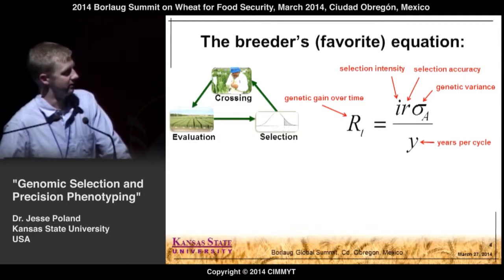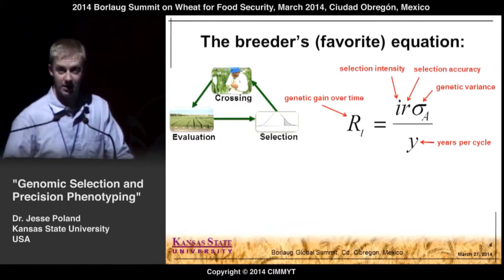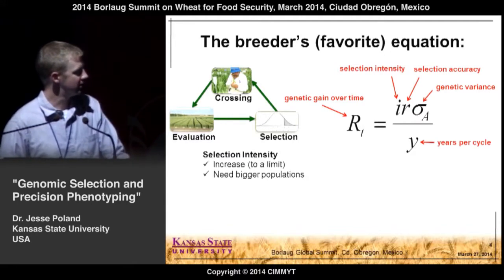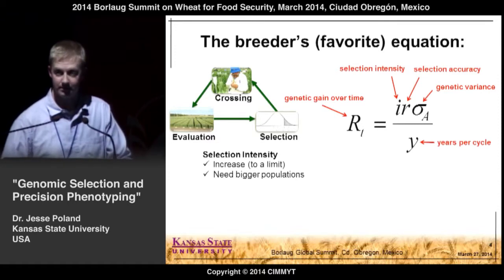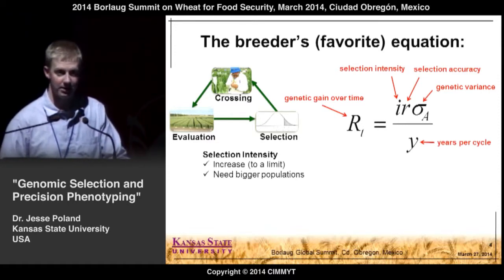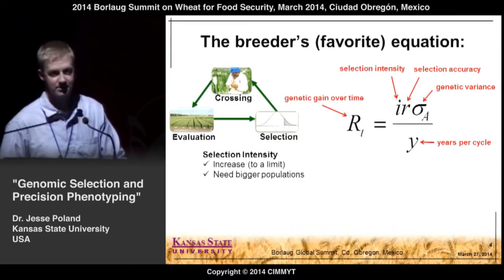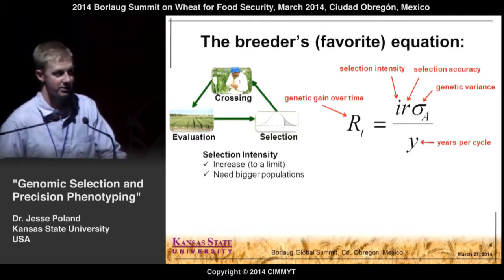This is a function of selection intensity, selection accuracy, and genetic variance. You obviously want to increase the top portion here, and then the amount of time it takes to go through a cycle of selection, you obviously want to decrease. The selection intensity is based on how large a population we can evaluate, and how many and how few out of that population we select to advance. We want to increase this, but only to a limit, because there's an inverse correlation with genetic variance, and that decreases genetic variance if there's too intense selection.